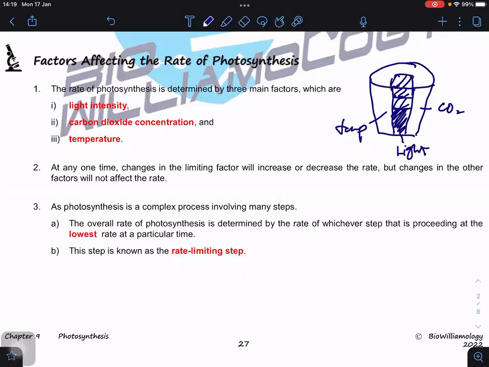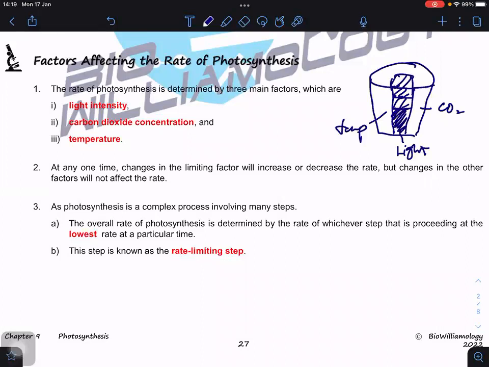So it means that if you suspect that light intensity is a limiting factor, you change it. You may increase it, and when you increase the light intensity, you see whether the rate increases or not. If the rate does not increase, then we know it cannot be light intensity. Then we try with the CO2 concentration. Are you clear? Then we try with the temperature, until you find out which one is the limiting factor.